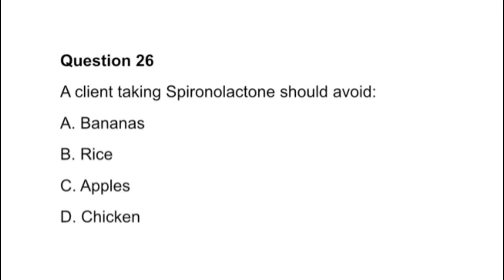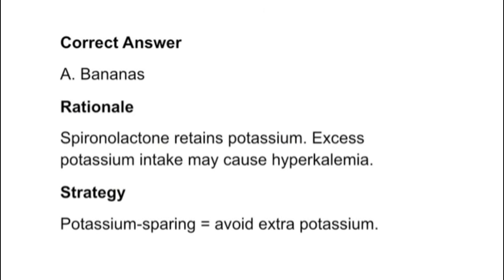Question 26. A client taking spironolactone should avoid: A. Bananas. B. Rice. C. Apples. D. Chicken. Correct answer: A. Bananas. Rationale: Spironolactone retains potassium. Excess potassium intake may cause hyperkalemia. Strategy: Potassium sparing equals avoid extra potassium.